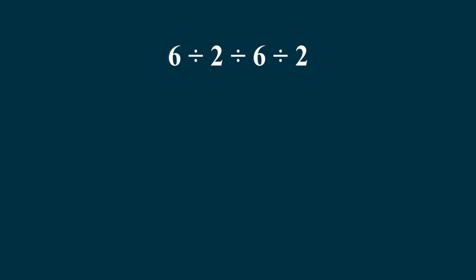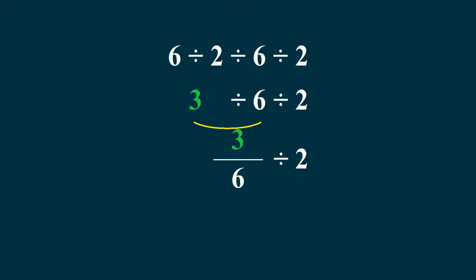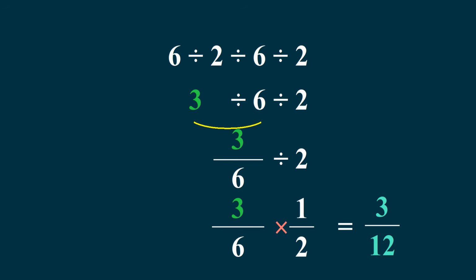So we have first this division, 6 divided by 2 equals 3. So we have 3 divided by 6 divided by 2, and we can write this part as 3 over 6 divided by 2. So we must keep the first fraction 3 over 6 and change division to multiplication times, then flip the second fraction 1 over 2 which equals 3 over 12, and this is our final answer for this problem.